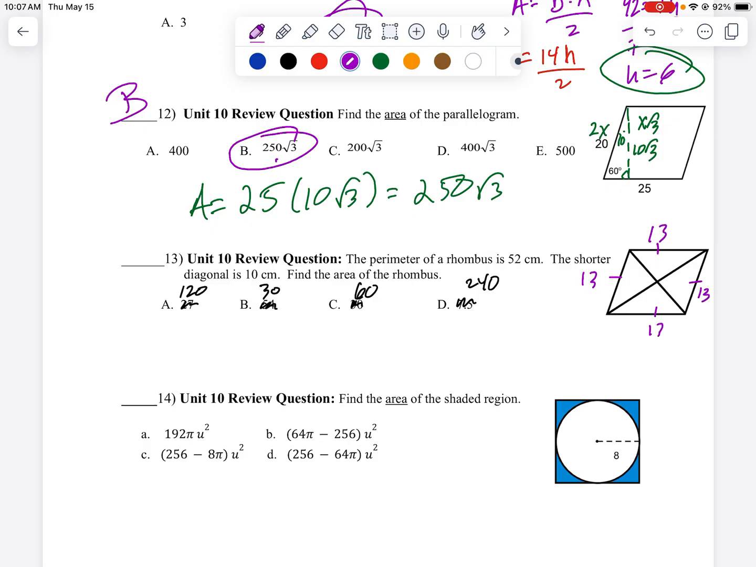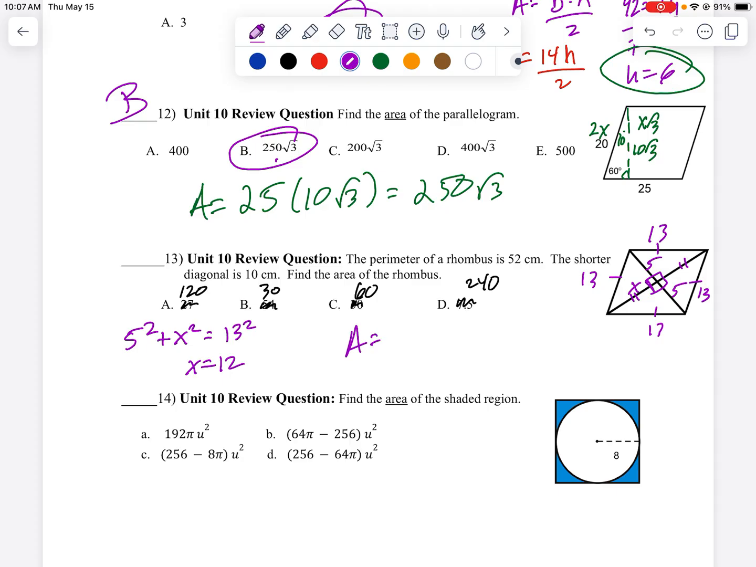The shorter diagonal is 10, so this is 5 and 5, so I have to find x, so I have to use the Pythagorean theorem here to get x equal to 12. That's a triple, 5, 12, 13. And remember, in a rhombus, these are 4 right angles in the middle. Well, if this part is 12 here, then that part is 12 there.